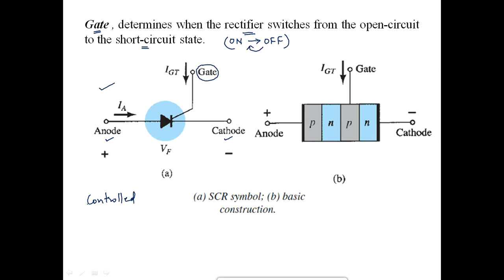So in short we can say that the gate acts as a control terminal, and overall an SCR is a controlled rectifier. Well, to be specific, it is a gate controlled rectifier. And here the current flows through the gate terminal.